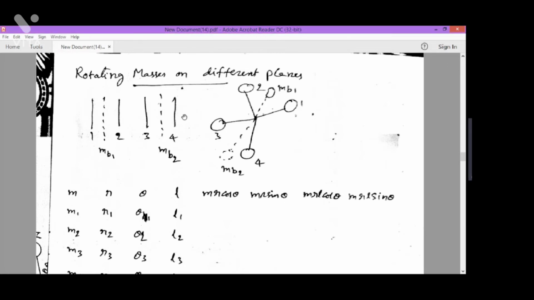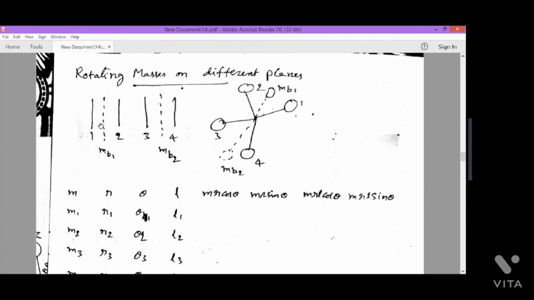Now in the earlier case, when the masses are on the same plane, we added a single balancing mass. But here, when masses are on different planes, we have to add two balancing masses. So first balancing mass mb1, second balancing mass mb2. Originally there are 4 masses in the system, I am adding 2 balancing masses, so in total there are 6 masses in the system here. The first balancing mass is on one plane, the second balancing mass is on another plane. So there are 6 planes.